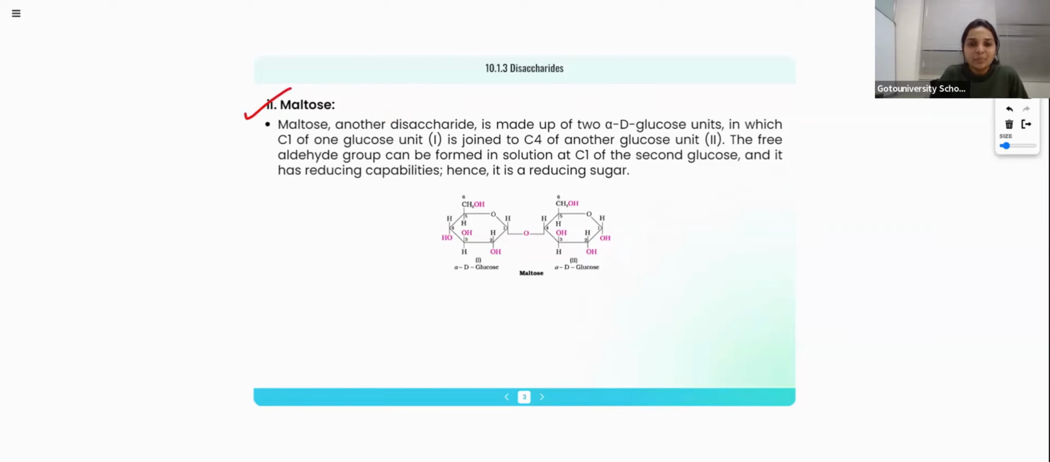Maltose is another type of disaccharide. So sucrose is clear, right? The next type of disaccharide is maltose. It is made up of two alpha D glucose units. See, sucrose is made up of one glucose and one fructose, right? Here it is made up of two glucose units itself. Here C1 of glucose unit 1 is joined to C4 of another glucose.